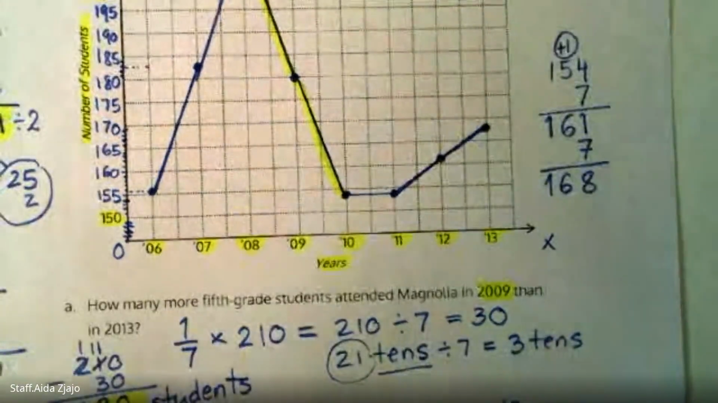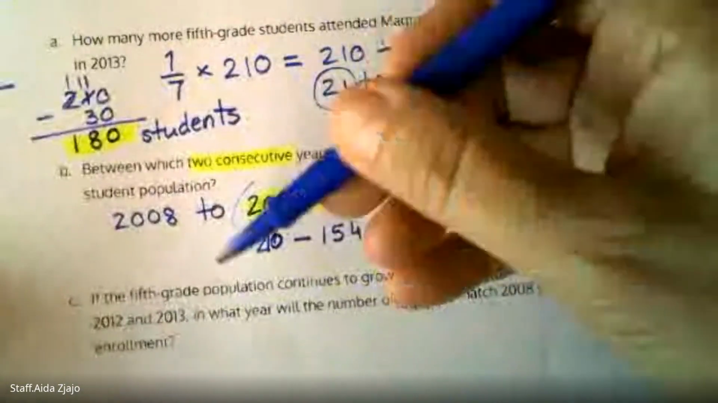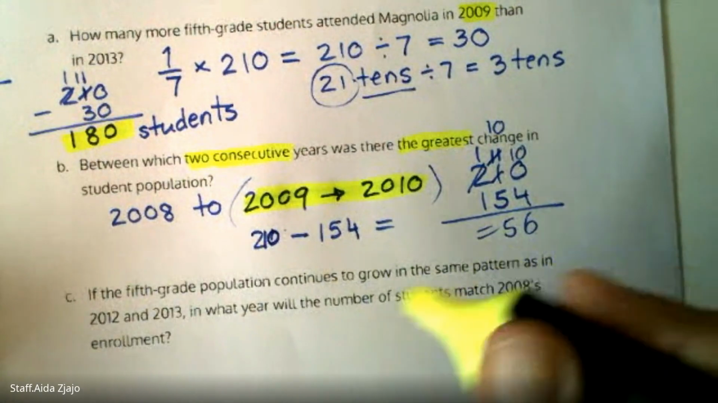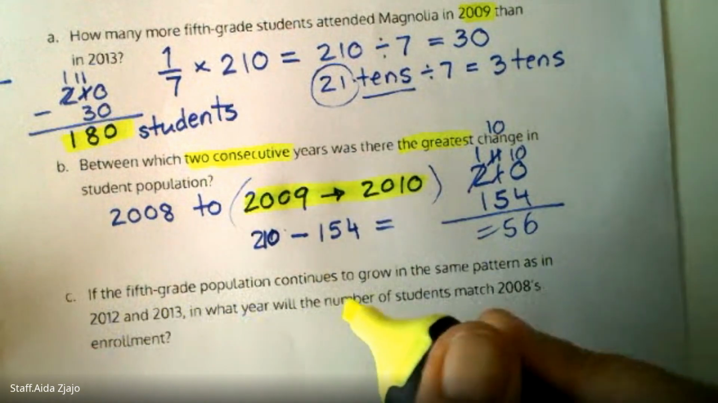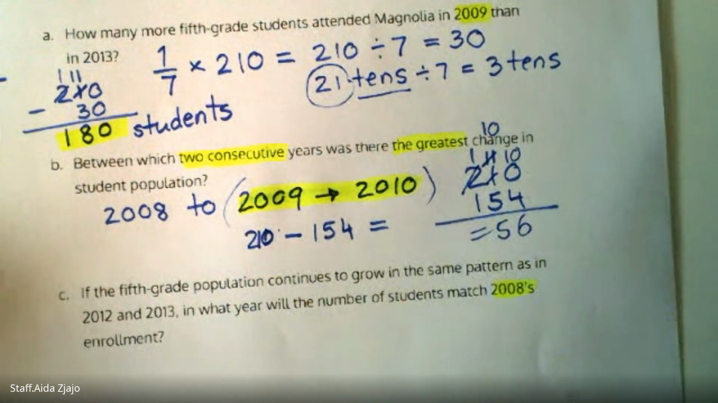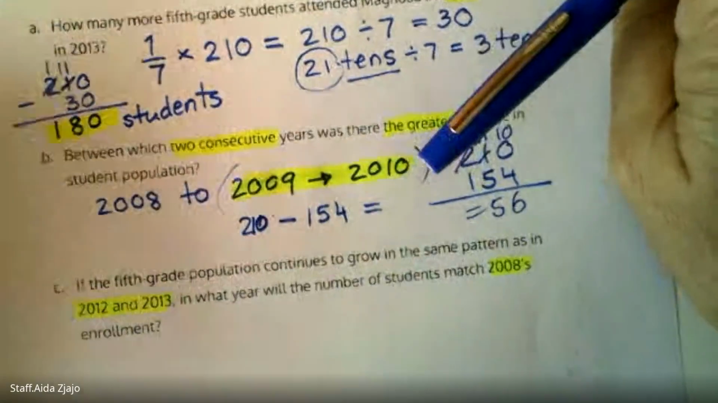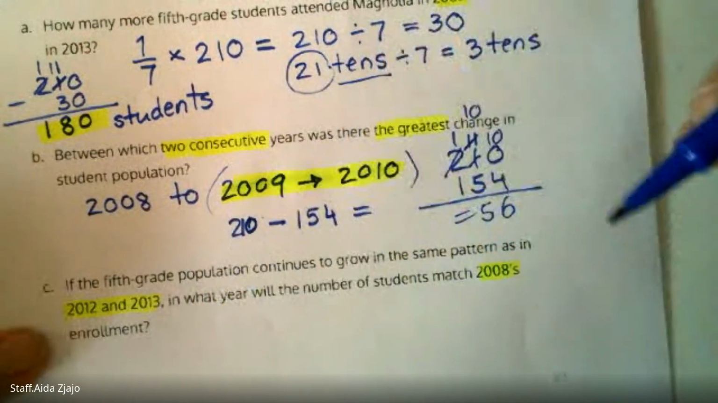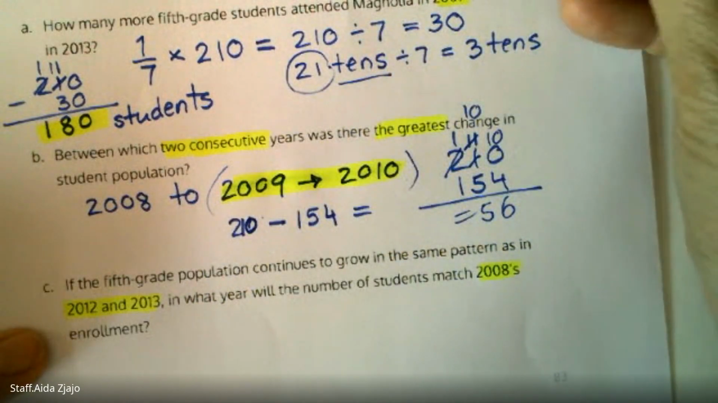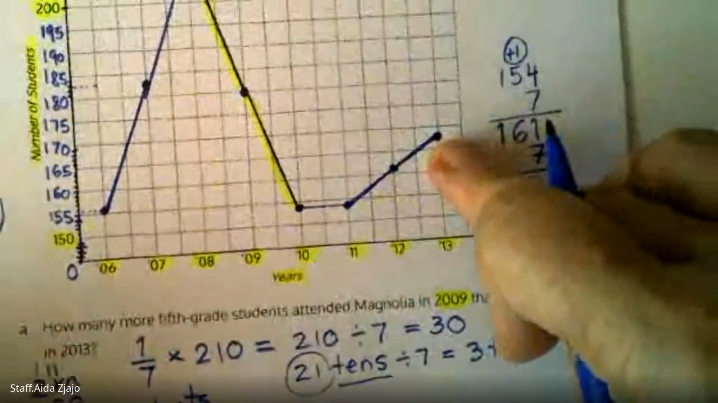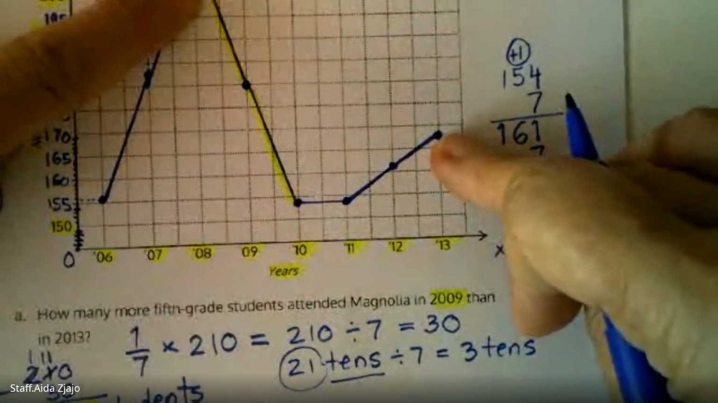Let's talk about the next question. If the 5th grade population continued to grow in the same pattern as in 2012 and 13, in what year will the number of students match the 2008 enrollment? So, the pattern was 7 students each year. So it was 168 students right here.